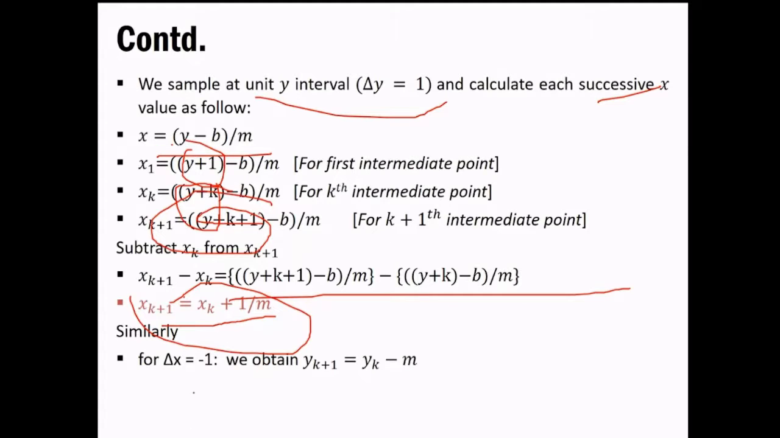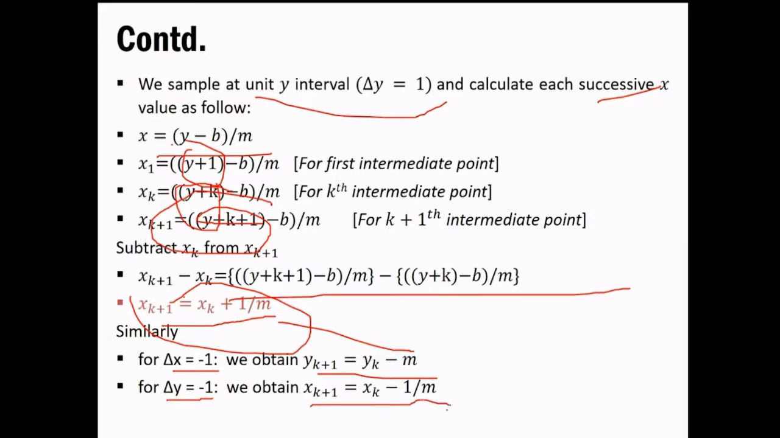Okay, a similar thing that we have right now with us is for delta x equal to -1 and delta y equal to -1. So if we are considering this case, then we have to consider this equation only, and if you are considering this case, then you have to consider this equation for successive x calculation as well as y calculation. Okay, so based on the numerical you get in the exam or in the tutorial session or something like that, you have to just refer to this.